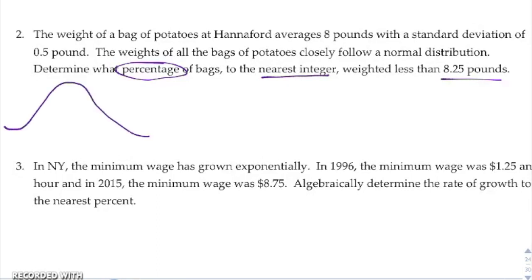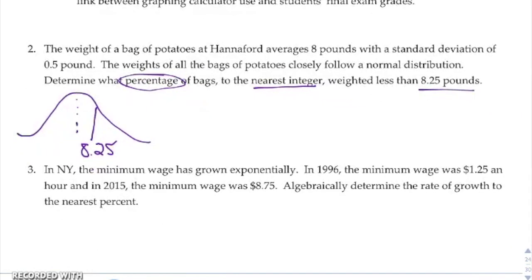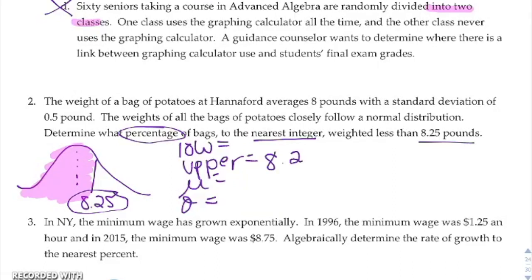I'm going to draw my curve. 8.25 should be about here because 8 is my mean, and it's just above that. And this would be a half of standard deviation above the mean. Now, you could figure out what that is, but I know I want to know how many weighed less than 8.25. So I am going to shade my picture here. And that helps me really understand what I want. So if I think about lower, upper, and then mu and sigma, and remember we're just going to put these into our calculator, I can tell here that this 8.25 is my upper.